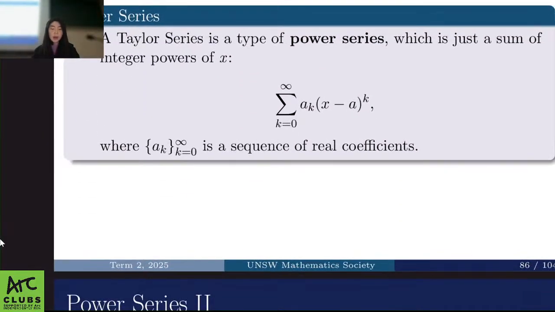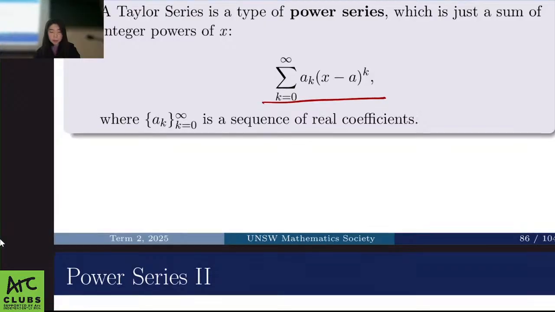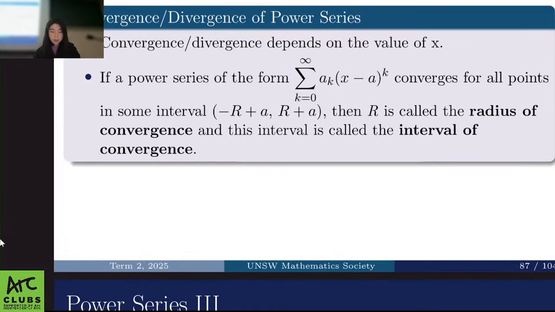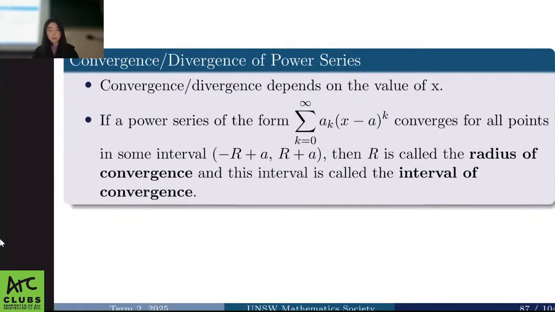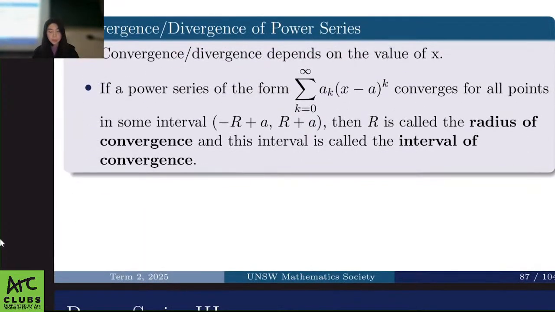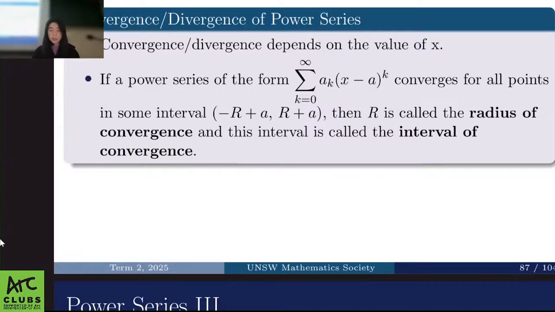Right, so what is a power series? A Taylor series is just an example of a power series. It's basically a sum of integer powers of x with some coefficient. Right, so the convergence and divergence of power series depends on the values of x. Some questions will ask you to find the values of x for which it converges or diverges. So if a power series of this form converges for all the points in some interval from negative r plus a to r plus a, then r is called the radius of convergence.